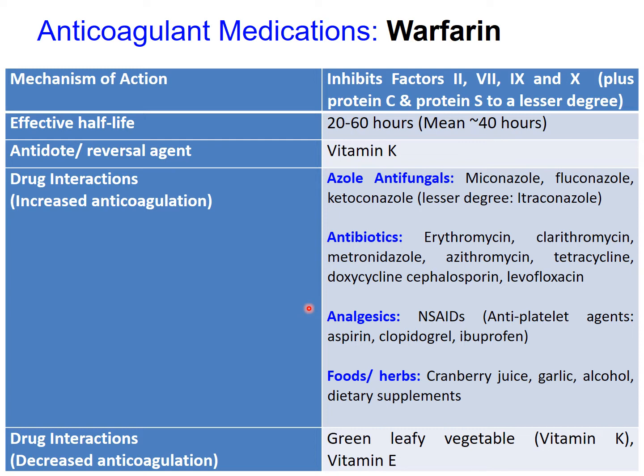So you must remember these medications so that when you see patients who are on warfarin and when you're planning their management, you're aware of these drugs. So you avoid these drugs as analgesics, antibiotics, or antifungals to minimize the risk of bleeding. In any case, you should always refer to the BNF when prescribing medications to patients.